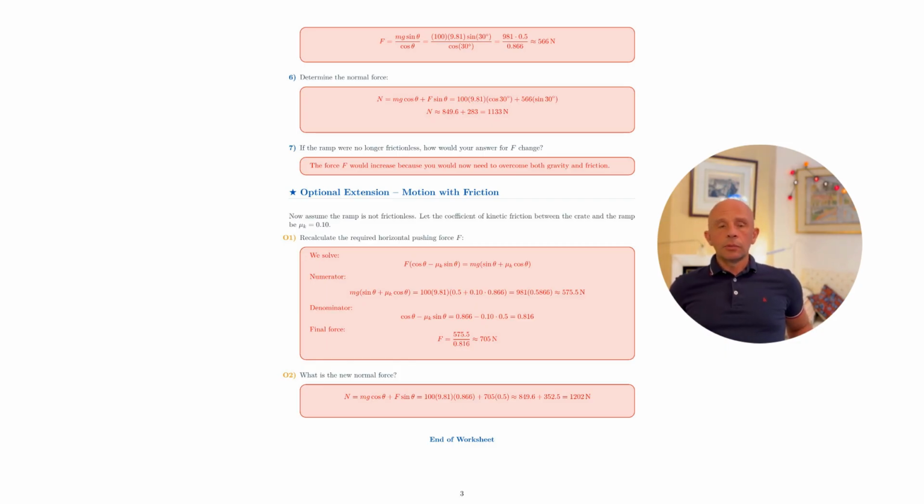This concludes our review of the worksheet. The key takeaways are the power of free body diagrams, the strategy of resolving forces into components, and a clear understanding of how Newton's laws apply in different scenarios.